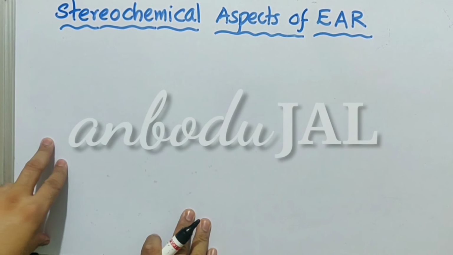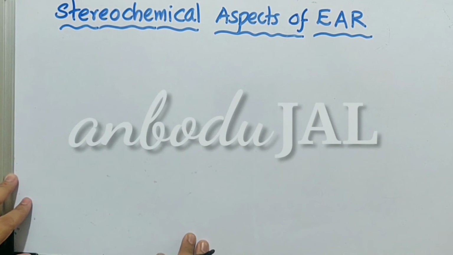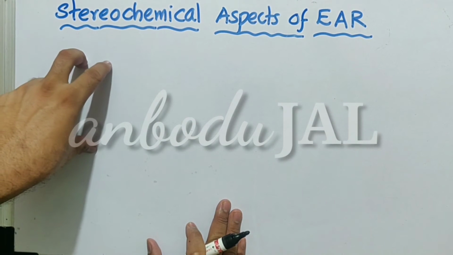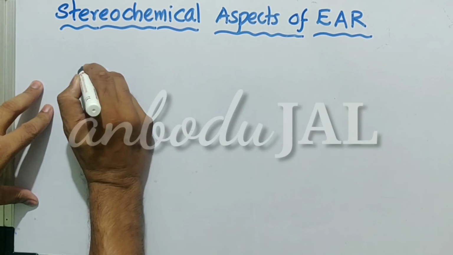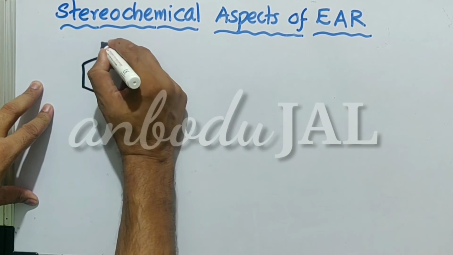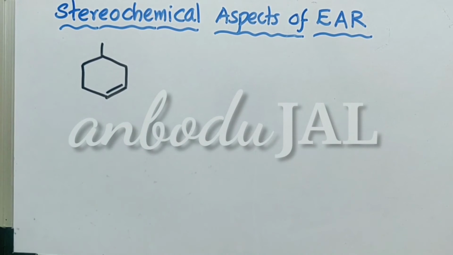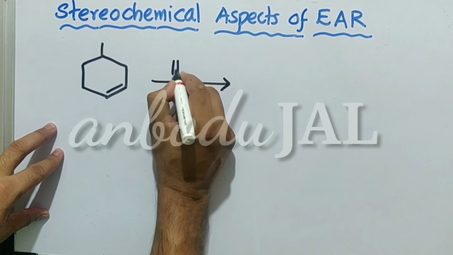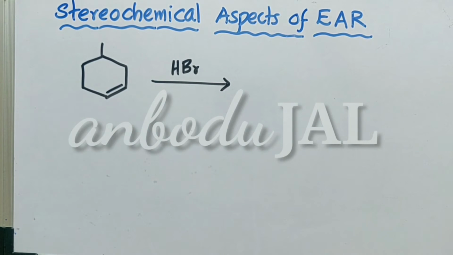Now, stereochemical aspects of electrophilic addition reaction. Okay, before discussing the importance of stereochemistry in electrophilic addition reaction, let us consider a simple example, that is this one. Here one CH3 group, then here one double bond. Okay. What is the addition product of this one with HBr?